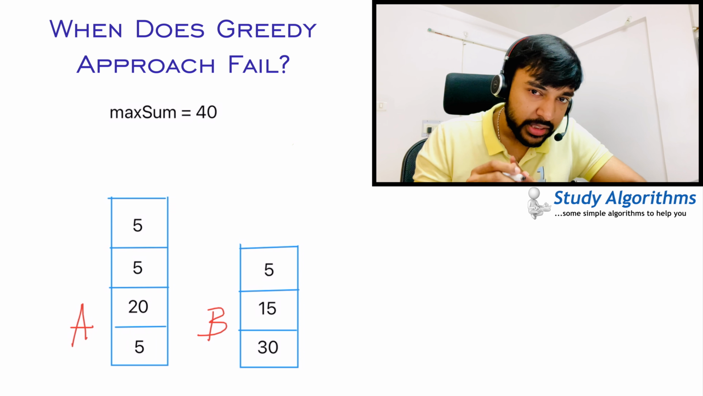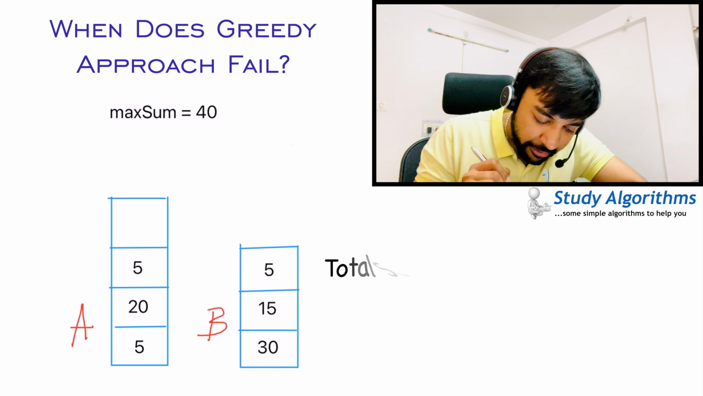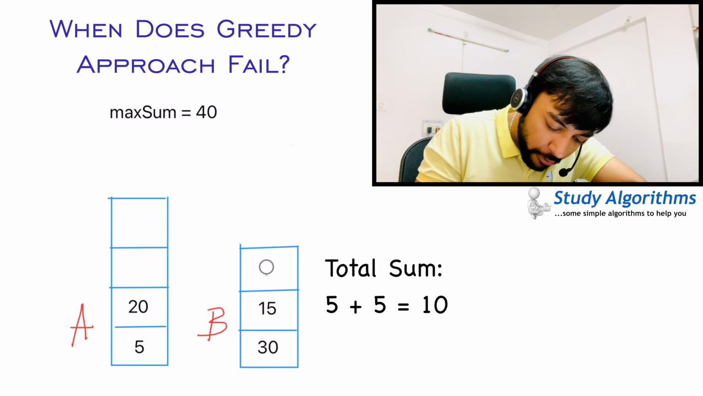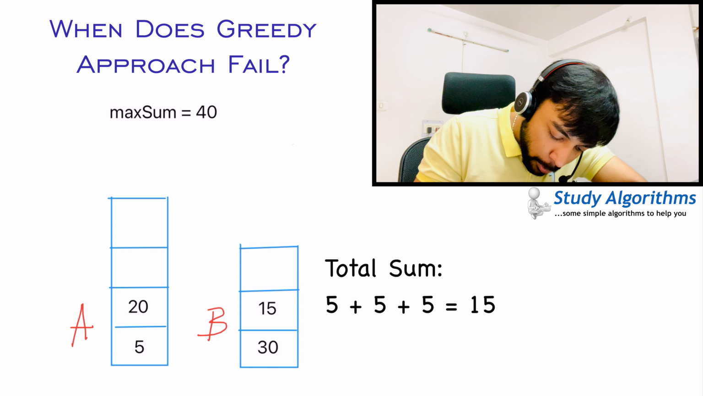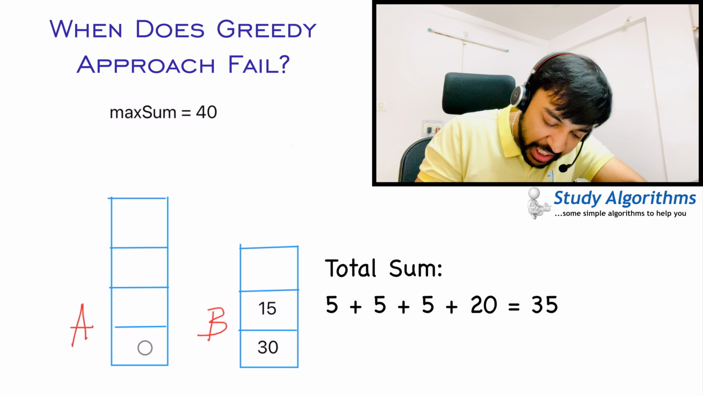To achieve the maximum score, what you would have to do is first you pop out 5 from stack 1, then 5 from stack A, then you pop out 5 from stack B, then you pop out 20 from stack A, and then you pop out 5 from stack A.